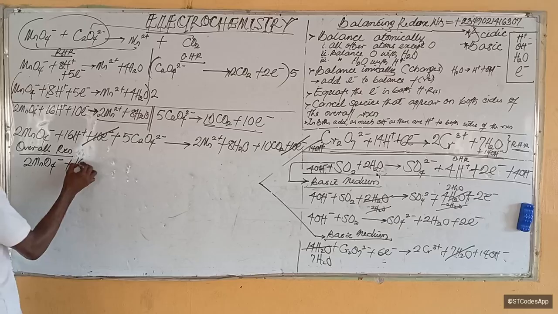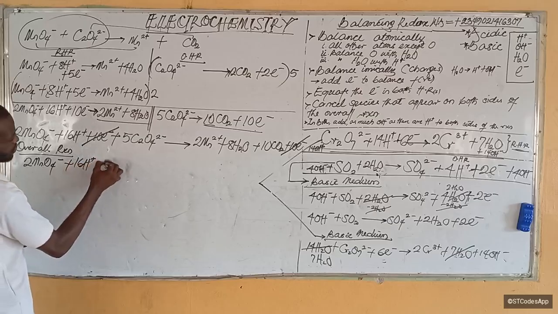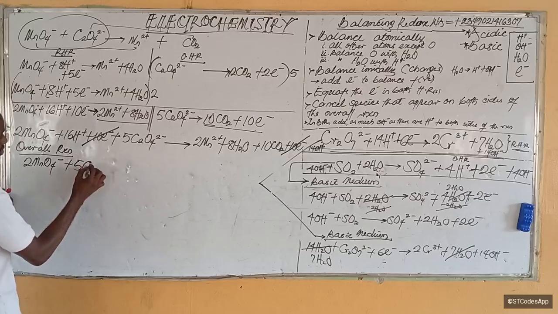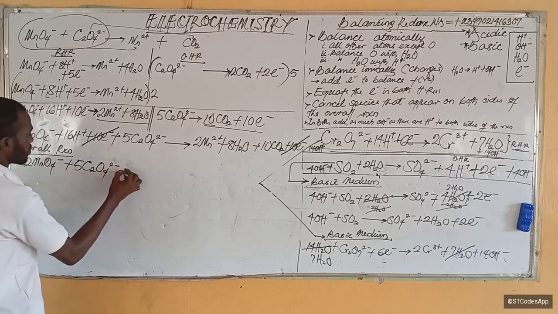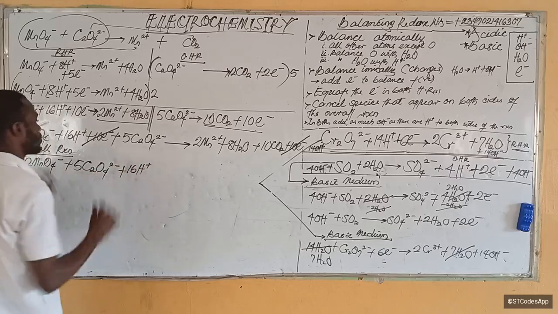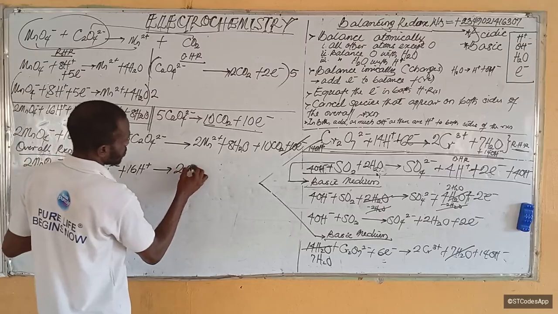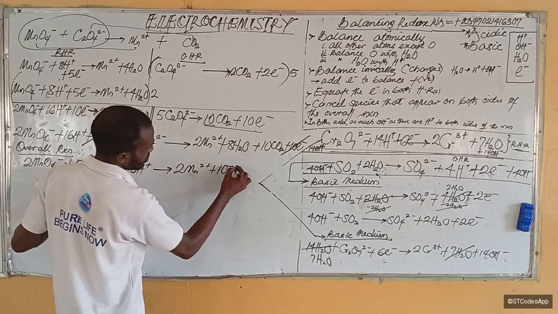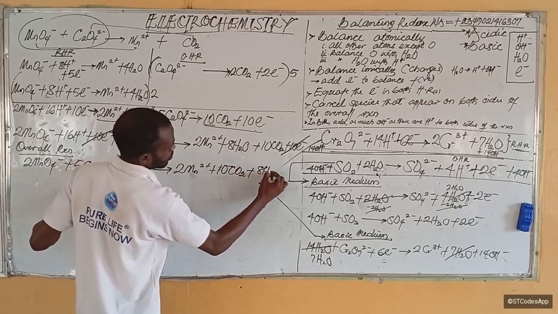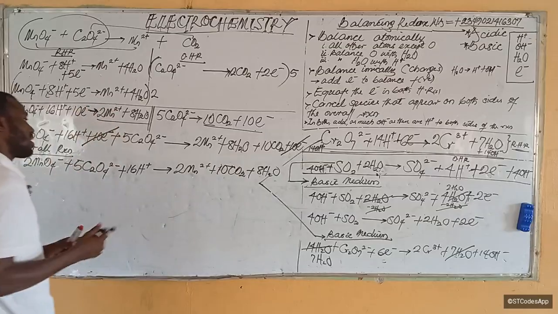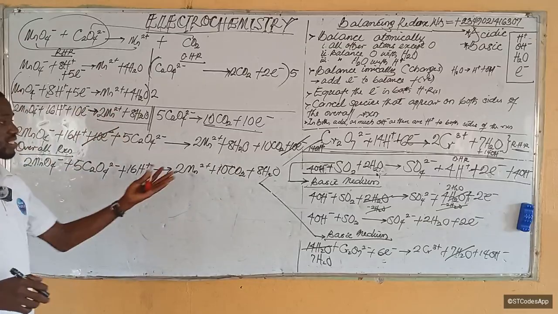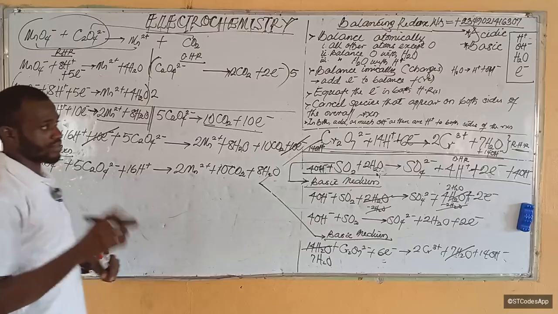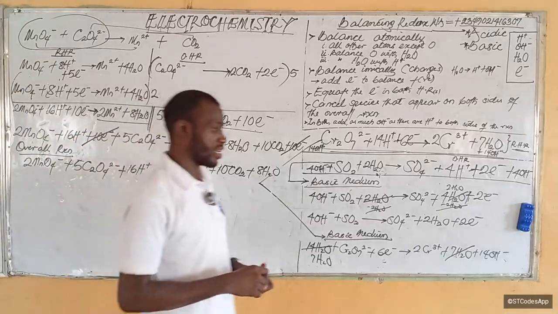2MnO4 minus plus 16H plus, no, let me write this correctly now, 5C2O4 2 minus first plus 16H plus. Is that clear? To give 2Mn2 plus 10CO2 plus 8H2O. You write these ones later. Is that clear? Now listen to me. If you check this, it's already balanced, so I don't need to confirm again. If you check out that video, I showed how to confirm if your expression is correct.